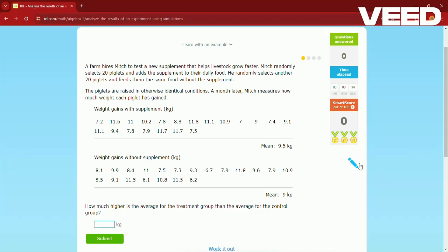The mean for this one is 9.5, while the mean right here is 9. With supplement, 9.5. Without supplement, 9. Now, how much higher is the average for the treatment group than the average for the control group? I'm going to say that is 0.5. We do rudimentary math, so let's check if it's correct or erroneous.